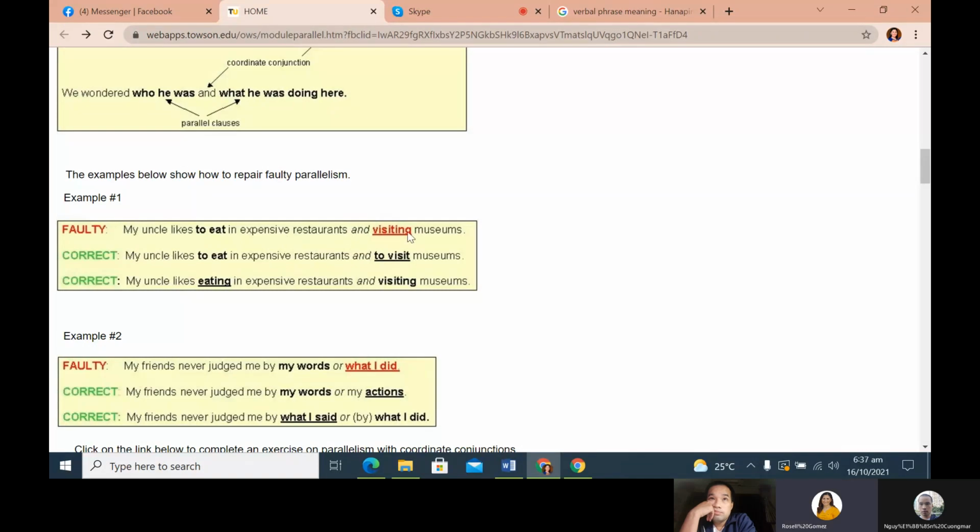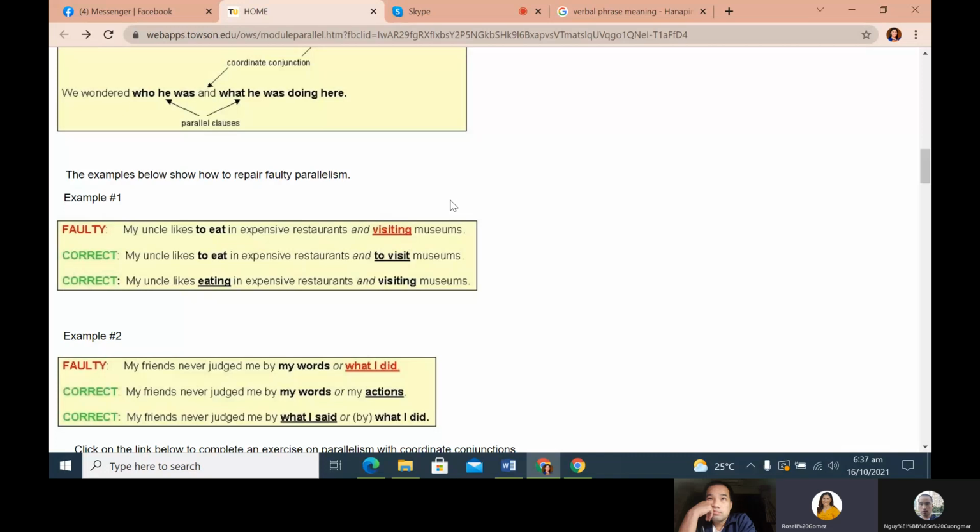Talking about the content, I may understand that you would like to tell me that your uncle likes to eat and likes visiting museums. I can understand the content of the message, but we need also to consider the structure. When we say structure, the way it is written in correct grammatical rules. This is wrong because it does not give parallel structure. Do you get me now?